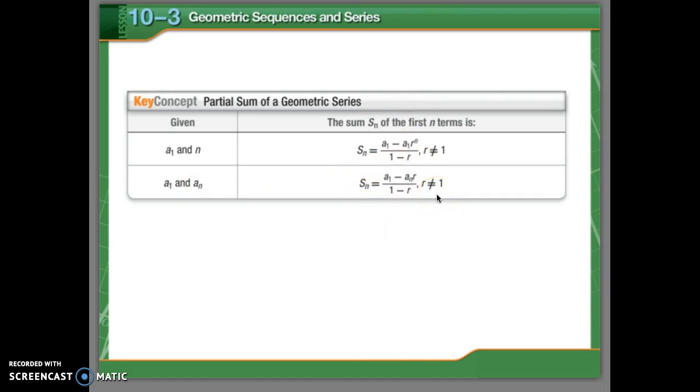You can't just be multiplying by 1 each time. And just to note, if you were multiplying by 1 each time, it means that you would have the same number in the series. So, for example, 4, 4, 4, 4. Each time you're multiplying by 1, then this formula doesn't work if the common ratio is 1.